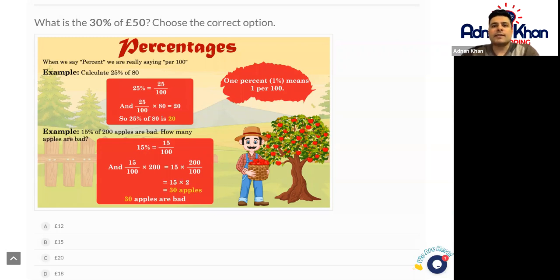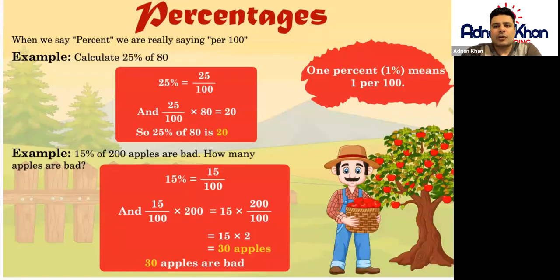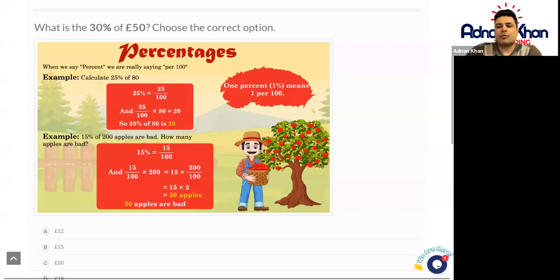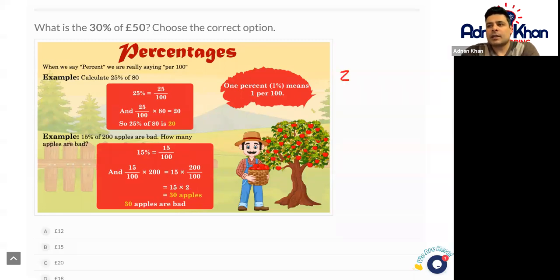So example is calculate 25% of 80. So let's have a look at the example 25% of 80. Now 25% could also actually mean a quarter. So what is a quarter of 80? So what I would do here is I just divide 80 by 4. So divide by the bottom number and then multiply by the top number.